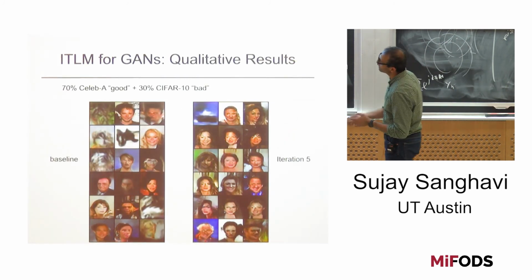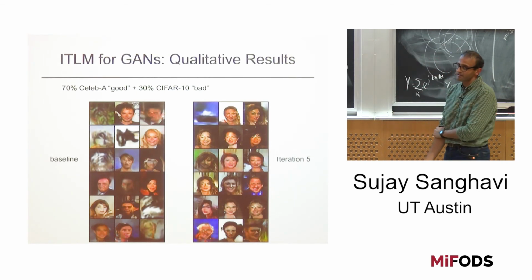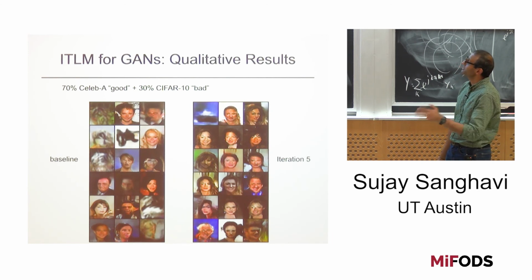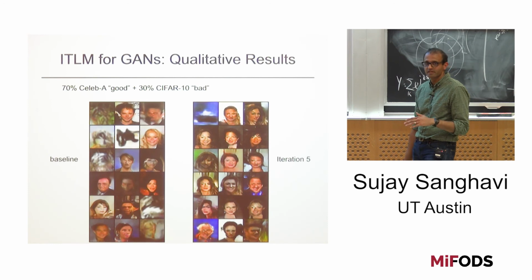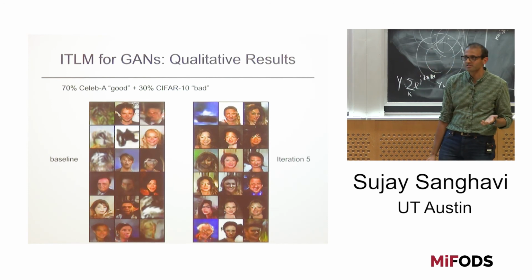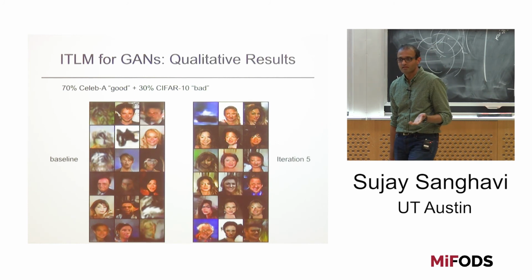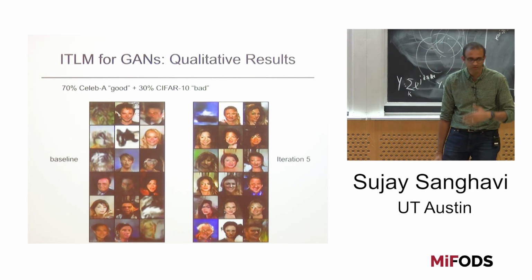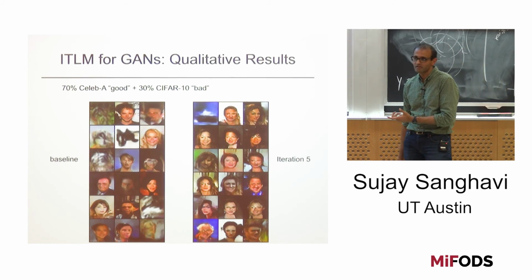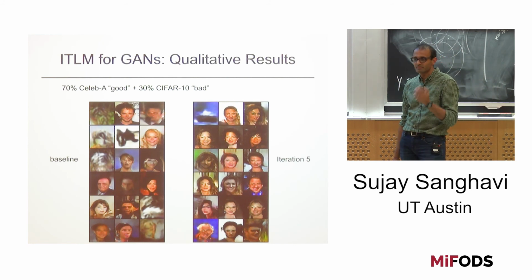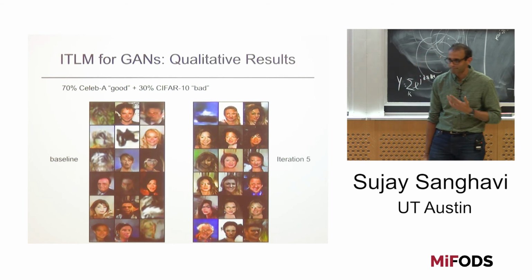Okay, so this is a slightly more complicated data set where we took CIFAR-10, which is the original horses stuff, and we considered that to be a bad data set corrupting CelebA, which is a data set of images of famous people. Now if you run a GAN on images of famous people, who are famous because they look good for the most part, you will get a face generator which generates amazingly good looking faces. Okay, this is already known.